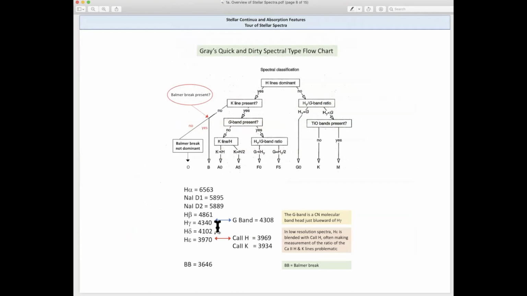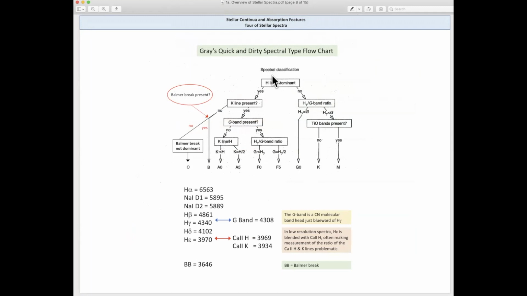Okay, quick and dirty spectral typing. This really is a fairly crude, basic, undergraduate level exercise. When people type stars, they don't type them this way. But it's what I like to call your quick and dirty armchair spectral classification. You look at a spectrum and you just go through this little list, okay?